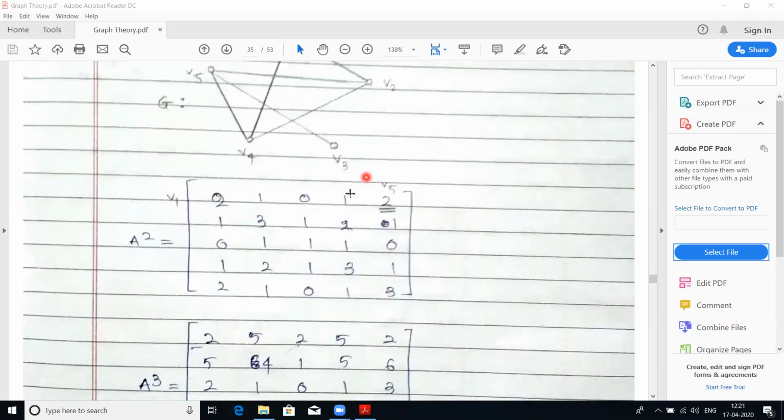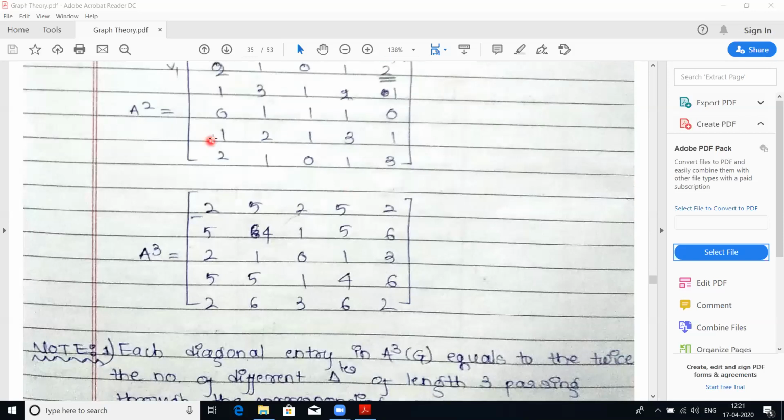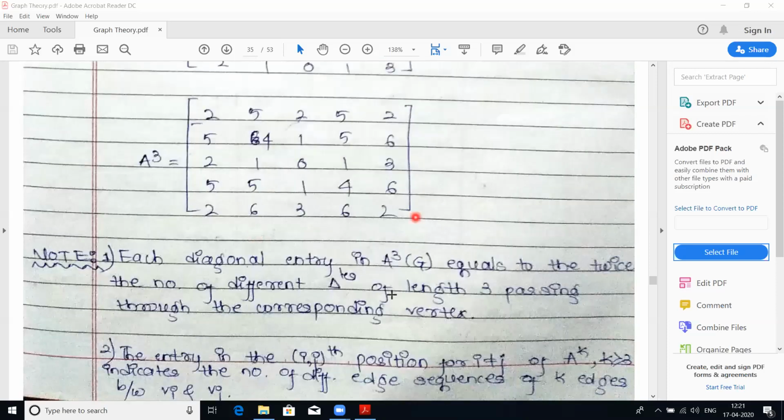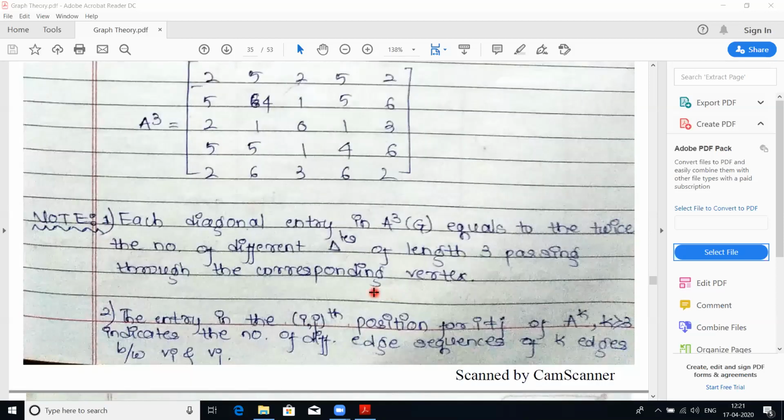Next, we need to find A cube. So that is A square. Multiplying A and A, we're getting A square. Then again multiply by A, for that A square, we're getting A cube. Now with respect to this A cube, there are some properties again. Note, each diagonal entry in A cube equals twice the number of different triangles of length 3 passing through the corresponding vertex.